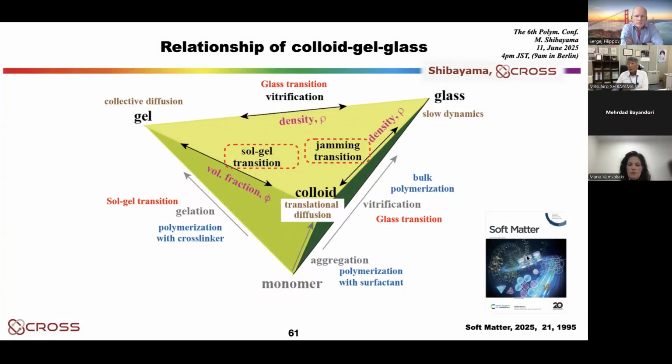Some of this was in this article in Soft Matter this year. Those are the papers related to this one. I didn't have time to discuss the gel transition, but it appeared in Polymer about 20 years ago, and the translational diffusion and PRL for the sol-gel transition.